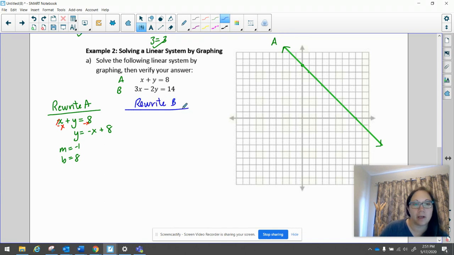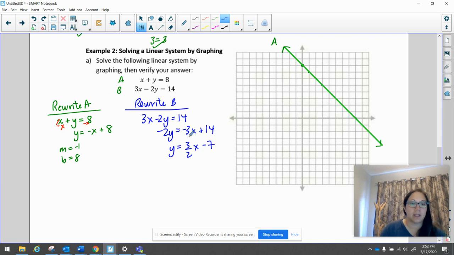I'm going to rewrite equation B. It's currently not in y equals mx plus b form, so I'm going to change that. Divide everything by -2. So notice that negative divided by negative became +3/2, and a positive 14 divided by -2 became -7. So my y-intercept is -7, and my slope is 3/2.